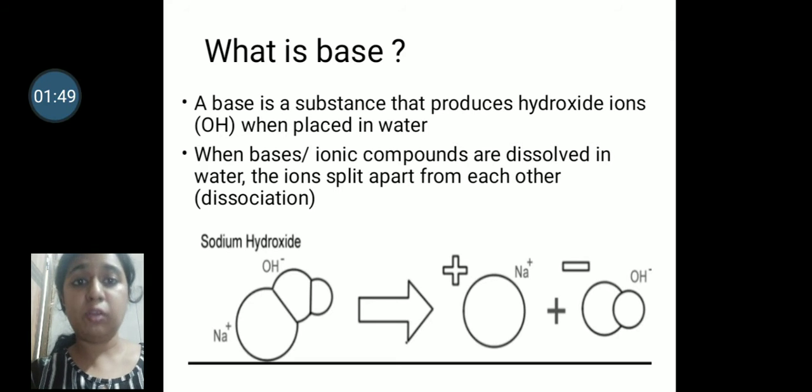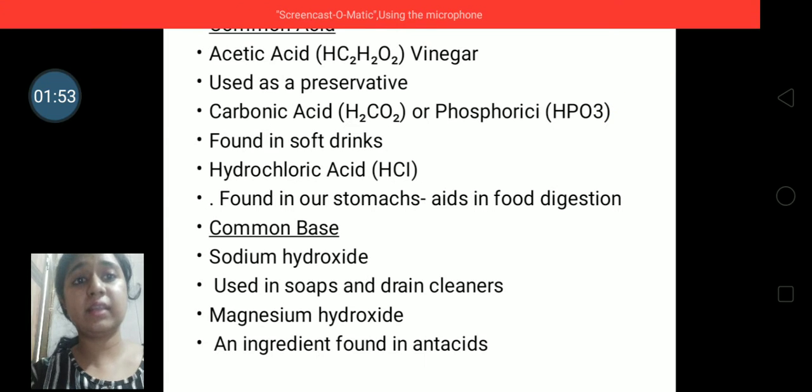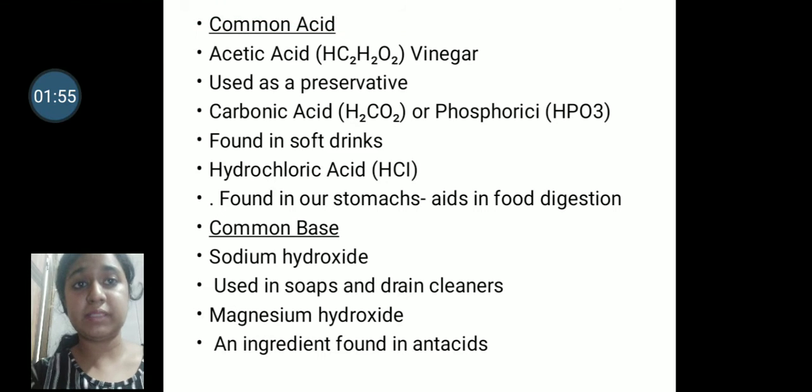Acids and bases are very common. We generally use them in our day-to-day life. So here are some examples of common acids and common bases. Acetic acid, also known as vinegar, is used as a preservative. Carbonic acid and phosphoric acid are present in our soft drinks. HCl, or hydrochloric acid, is found in our stomachs, which helps us to digest food. A common base, sodium hydroxide, is used in soaps and drain cleaners. Magnesium hydroxide is an ingredient found in our antacids.